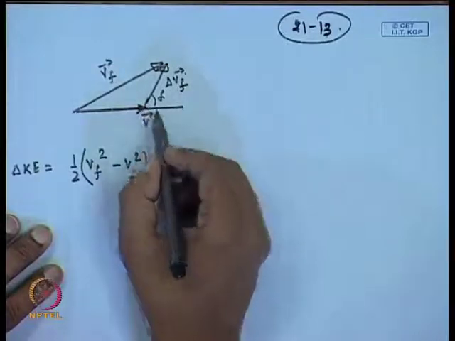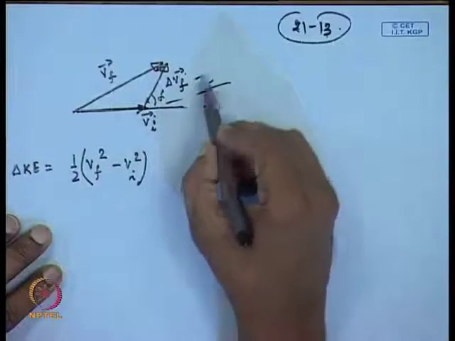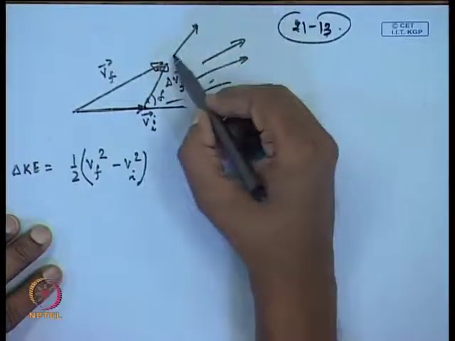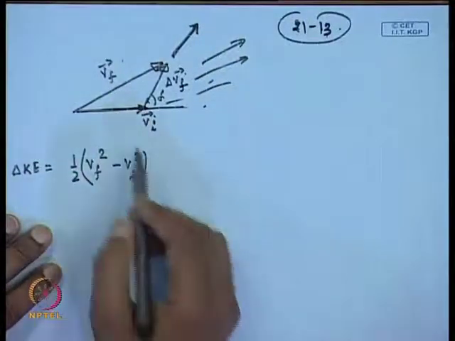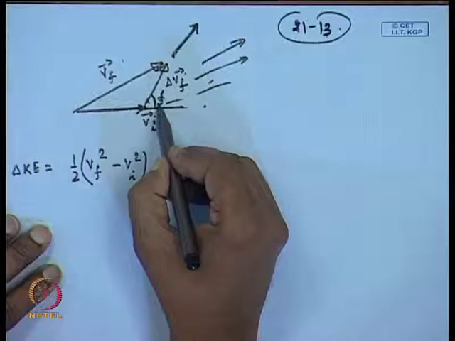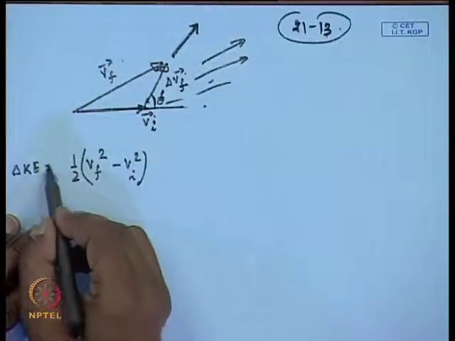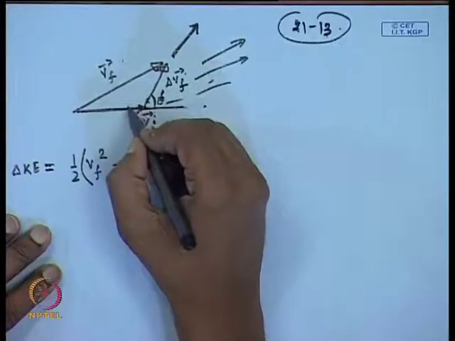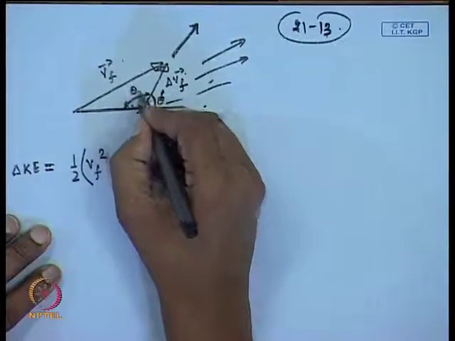Now this impulse can be given along this direction, along this direction, or along whatever direction we have chosen, or either opposite to this. But in what situation, for what value of this delta, is this change in kinetic energy going to be maximum? So this V f can be written in terms of this angle theta.